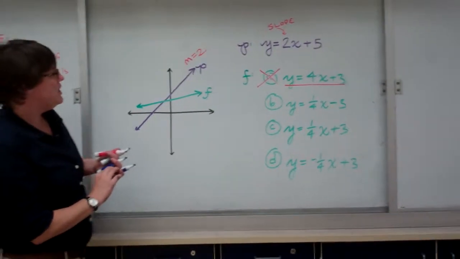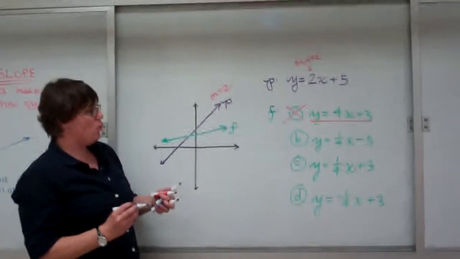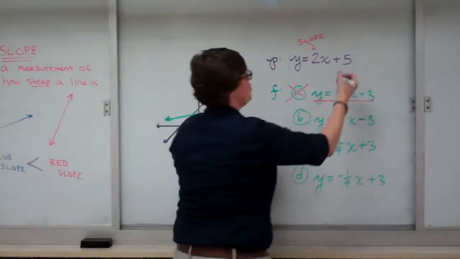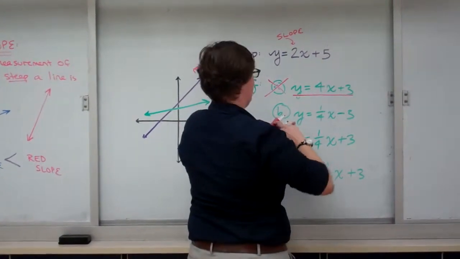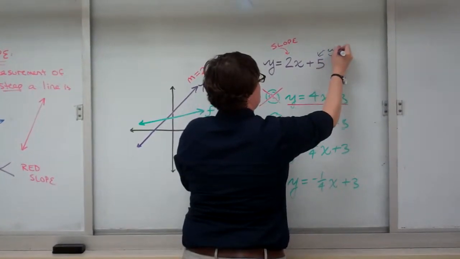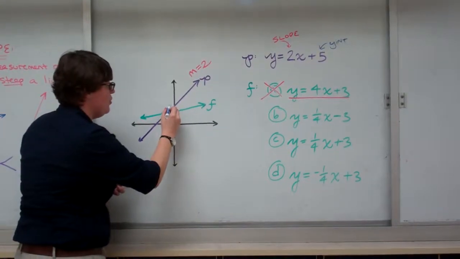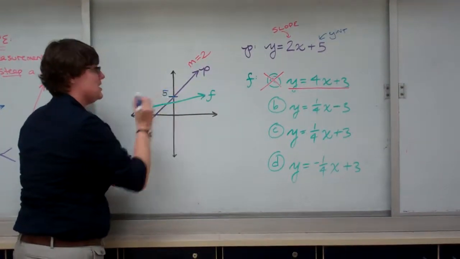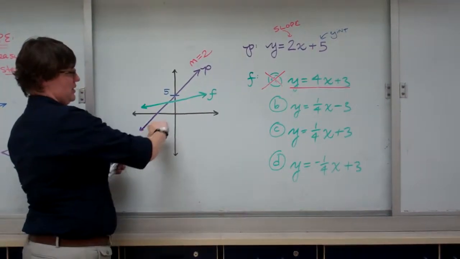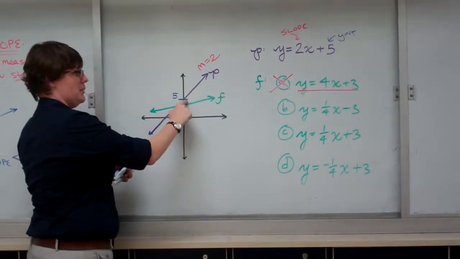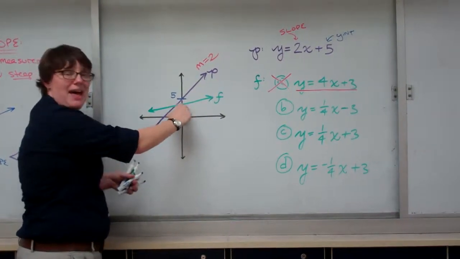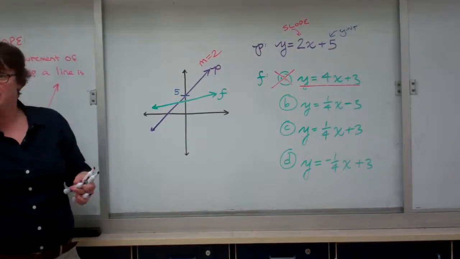A slope of 4 would be rocketing up, and that can't be the case. Additionally, when we look at this equation for line P, we're also told that line P has a y-intercept of 5. So even though there's no grid on this diagram, I happen to know that this value right here has got to be 5, because this line has a slope of 2 going through a y-intercept of 5. Line F has a slope that's just a little bit less than that.